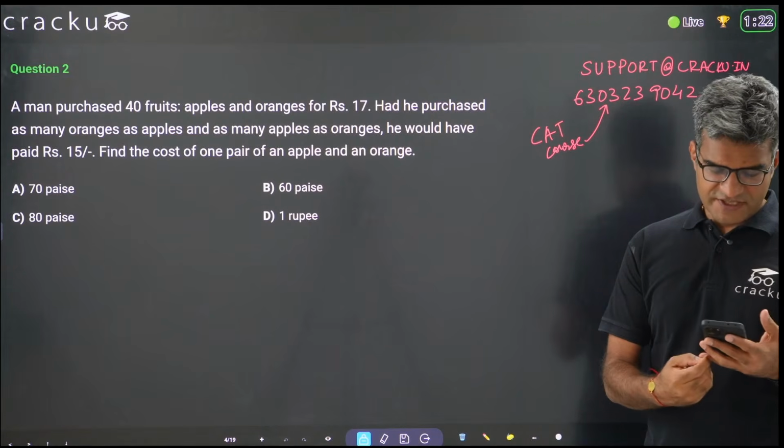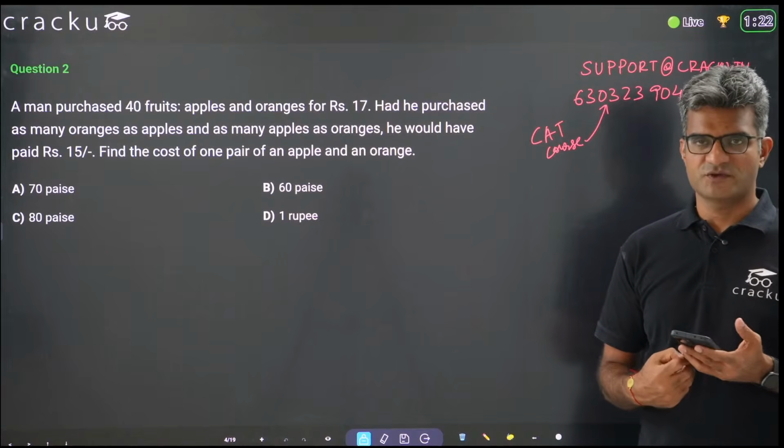Evil Alpha, sir, is the on-screen calculator available in the exam? Yeah, in CAT you will have access to an on-screen calculator.